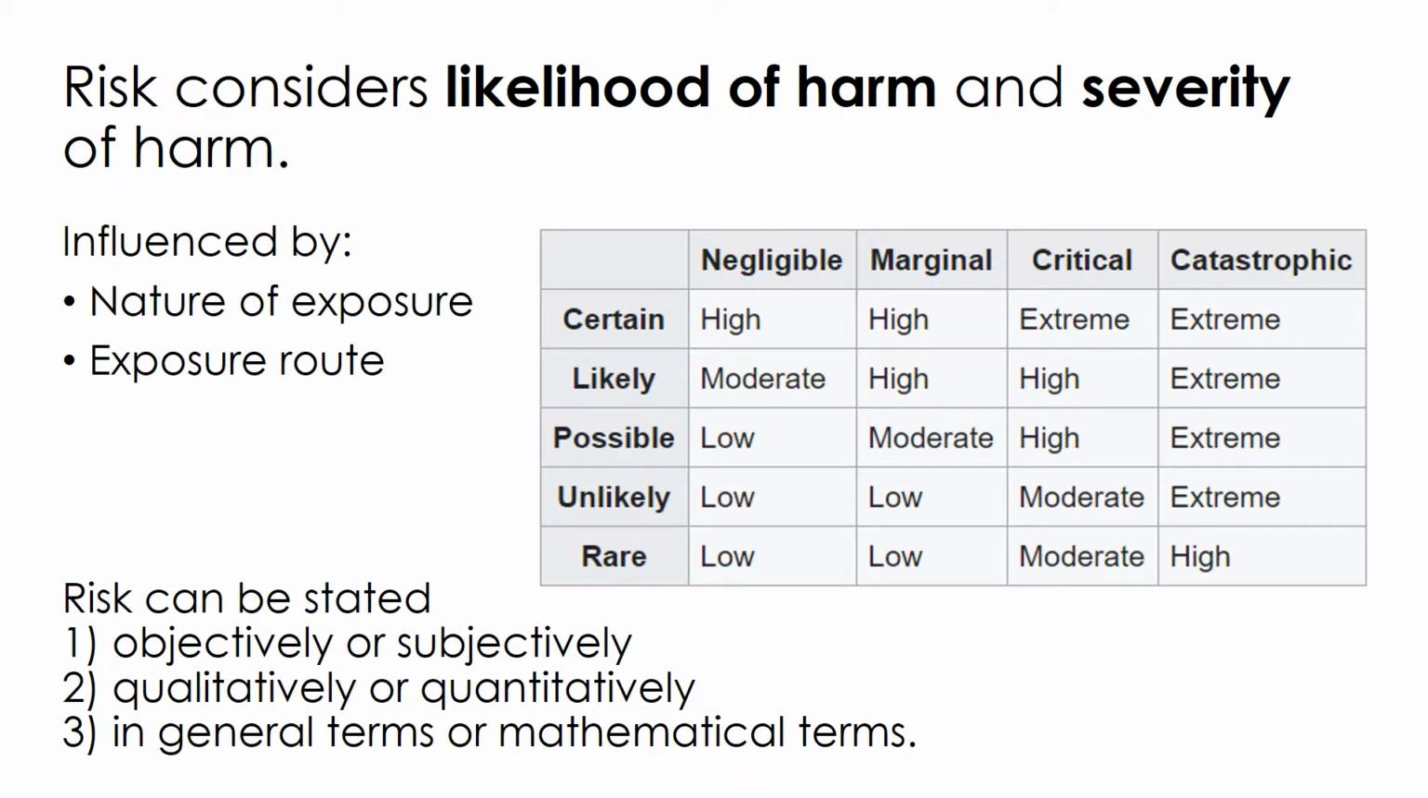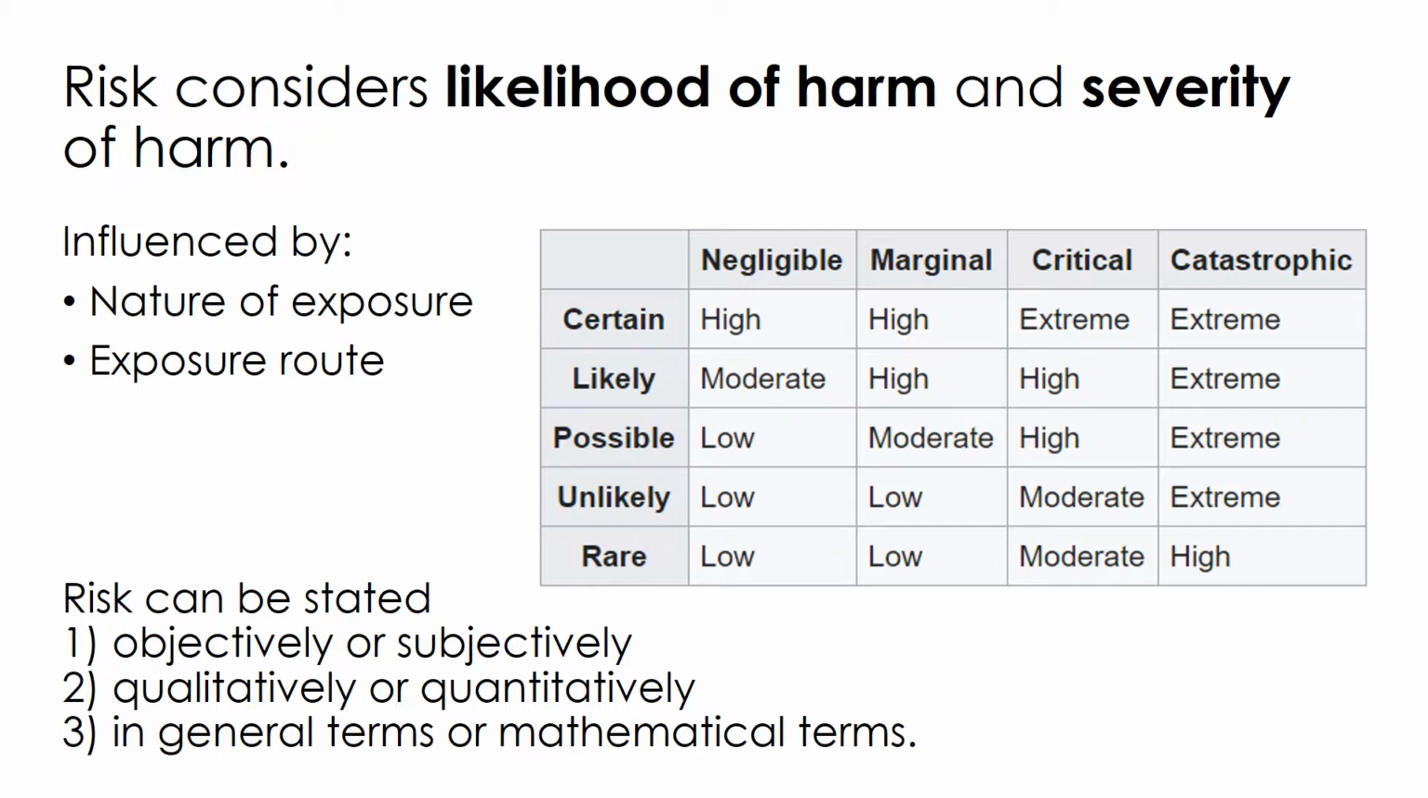Risk considers likelihood of harm and severity of harm. The likelihood of harm is categorized from rare to certain, as you can see in the table, and the severity of harm is categorized from negligible to catastrophic. For example, irritation would be negligible or marginal, while cancer would be critical or catastrophic.